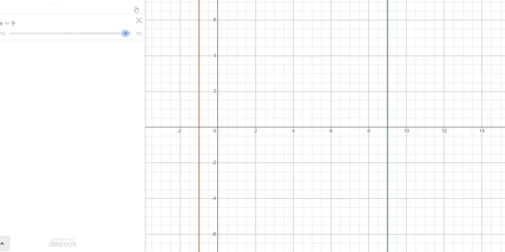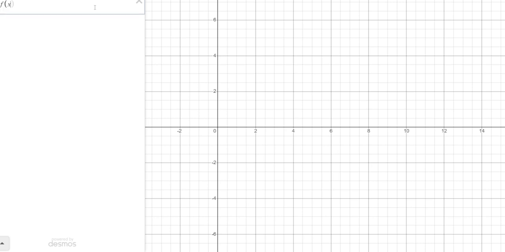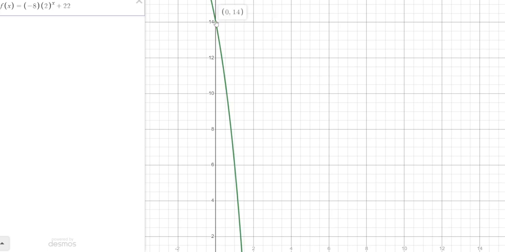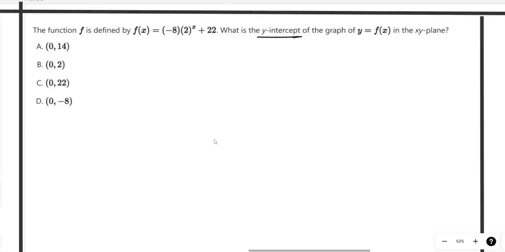So f of x equals -8 times 2 to the power x plus 22. And then you just ask Desmos to solve it graphically for you. So it looks like the solution is at 0, 14. And then you go here, and that's answer choice A. So you didn't even need to write anything, although you could have. You would have done f of 0 is equal to -8 times 2 to the power of 0 plus 22.